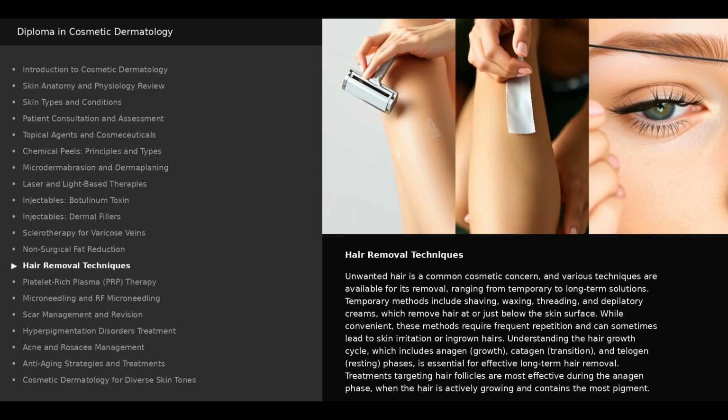Understanding the hair growth cycle, which includes anagen, growth, catagen, transition, and telogen, resting phases, is essential for effective long-term hair removal. Treatments targeting hair follicles are most effective during the anagen phase, when the hair is actively growing and contains the most pigment.